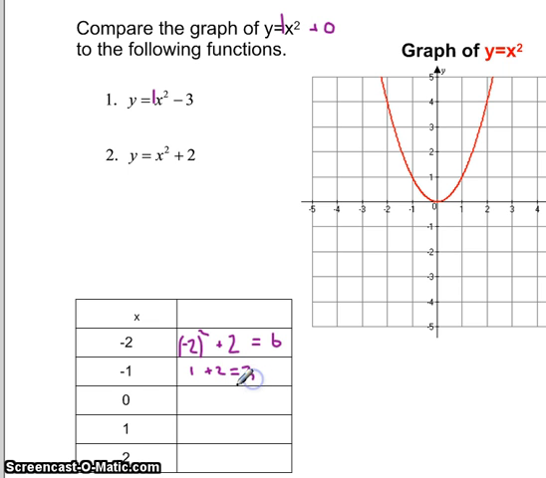Let's see, 0 squared plus 2 is equal to 2, and then 1 squared plus 2 is equal to 3, and then 2 squared plus 2 is equal to 6. Plotting these 5 ordered pairs, let's see, negative 2, 6, negative 1, 3, 0, 2, 1, 3, and then 2, 6. What you're going to find is you have a vertical shift up 2 units. And the place where that is definitely indicated is on the vertex. Here the vertex is at 0, 0, but notice with my second equation it's now at 0, 2.